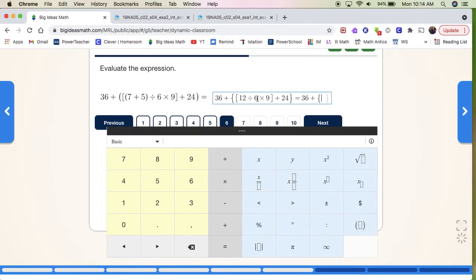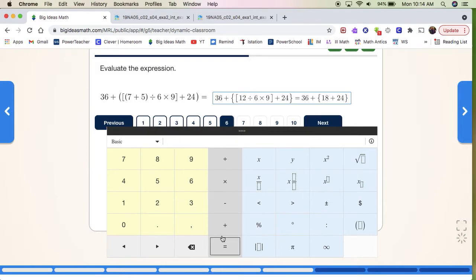Again, 12 divided by 6 is 2. 2 times 9 is 18. So I've taken care of all of this. That's all gone. This is reduced to this, or simplified to that, plus 24. Then I'm going to have my end brace.